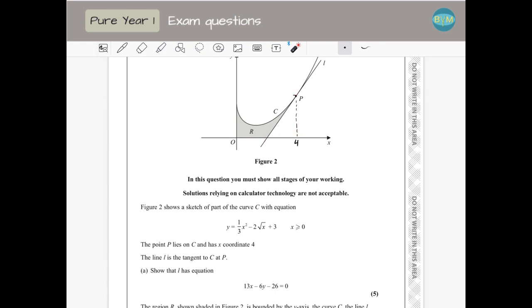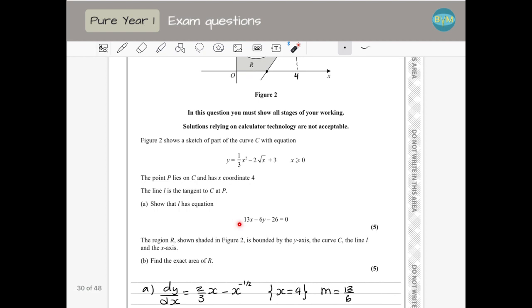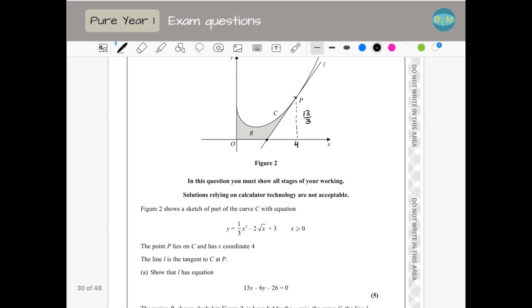So for this triangle, the height is going to be the y coordinate, which is 13/3. And we need this point because this 4 is the whole thing, and I just need this bit here. This coordinate is where the line crosses the x-axis. So this is my line. When y is 0, I have 26 divided by 13 is 2. So that means this point is 2, which means this length is 2. So I can find the whole area by integrating my curve and then subtracting this triangle.